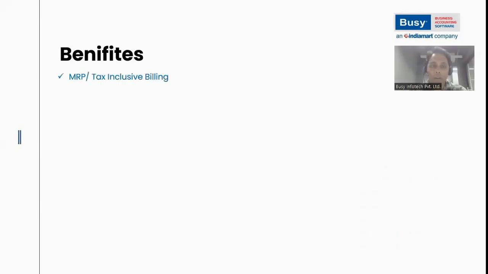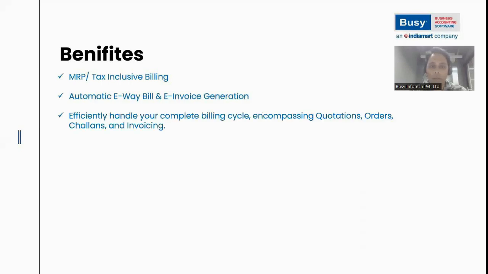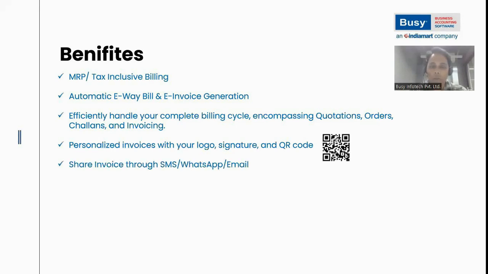Some of them are like you can record your MRP-wise and tax-inclusive billing. You can get automatic features for e-waybill and e-invoicing generation. You can efficiently handle the complete billing cycle encompassing order, challan, invoicing and quotations. Personalized invoices with logo, signature and QR code are also available. Sharing invoices through SMS, WhatsApp, email is also available in Busy.